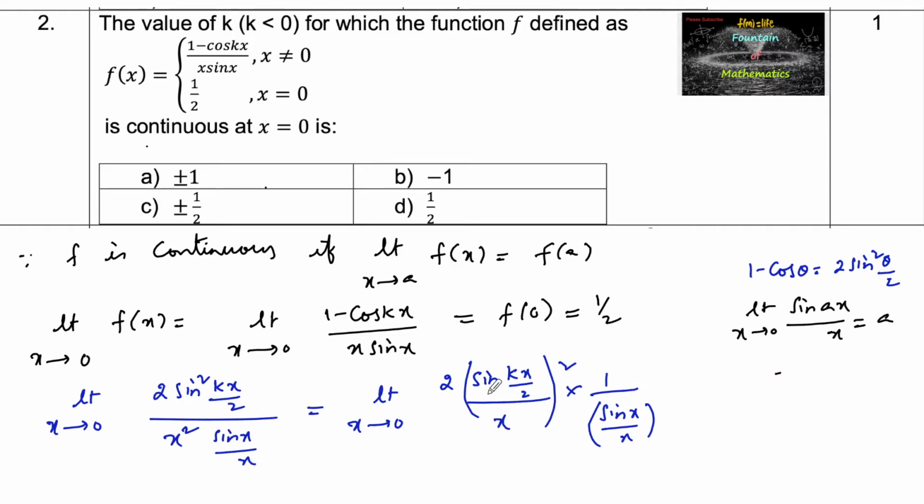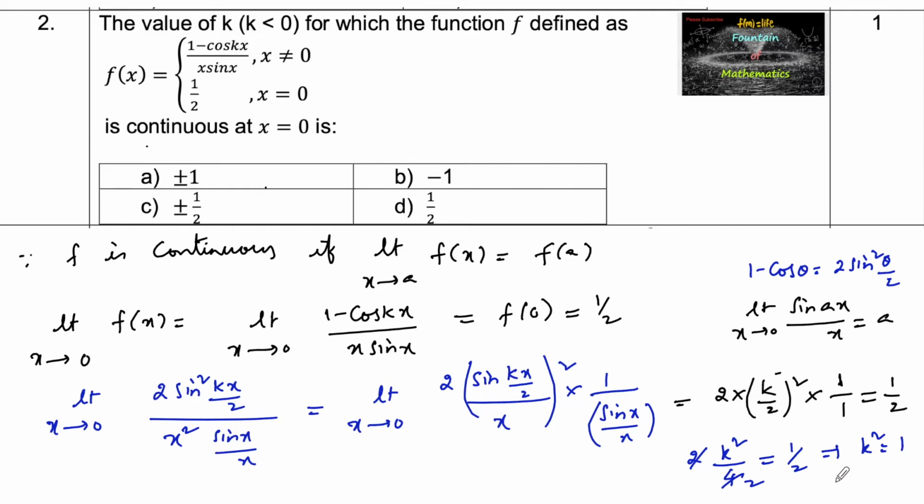So we can use here sin kx upon 2 divided by x is equal to 2 times of k by 2 whole square, and here the denominator 1 upon sin x upon x, as limit x tends to 0, sin x upon x is 1. So which is equal to, it is given 1 by 2. So we have 2 times of k square upon 4 is equal to 1 by 2, or k square is equal to 1. So we have k is equal to plus or minus 1, but since it is given k less than 0, we can consider the answer k is equal to minus 1.